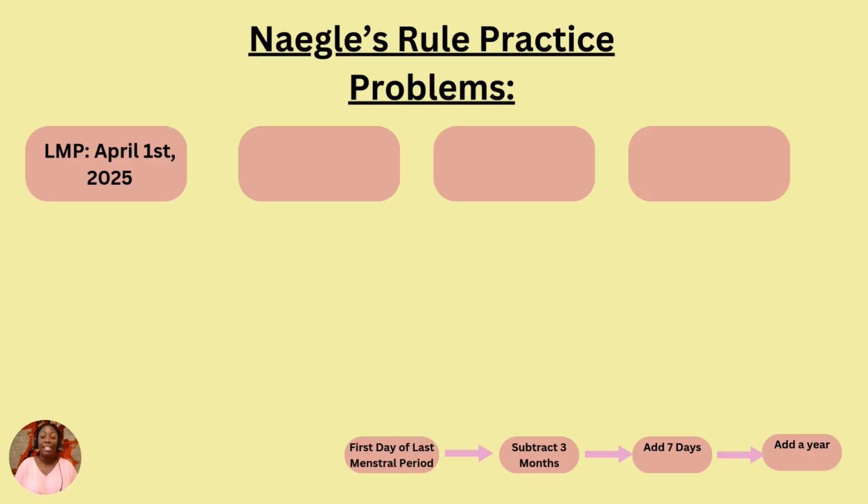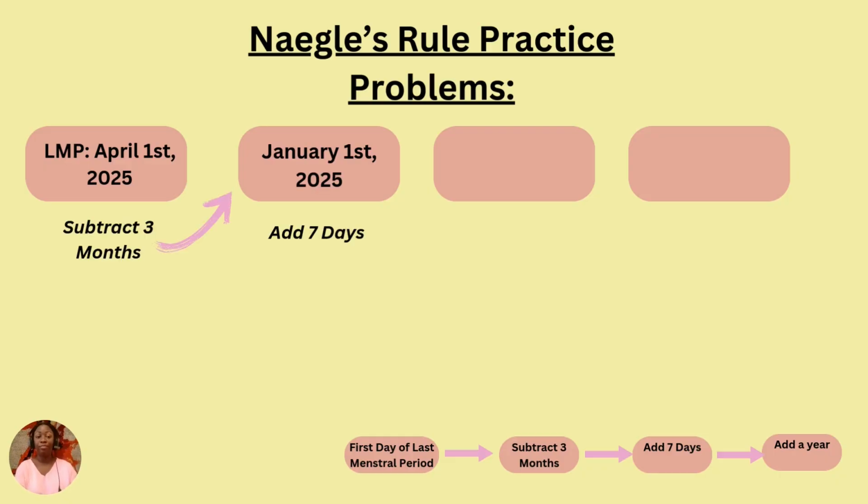Okay, so getting into this problem, we're given a last menstrual period date of April 1st, 2025. So again, following the formula that we've been using for Naegele's rule, we are going to subtract 3 months from this date. So starting in April 2025, to go back 1 month is March 2025, 2 months is February 2025, and then going back 3 months will give us a date of January 1st, 2025.